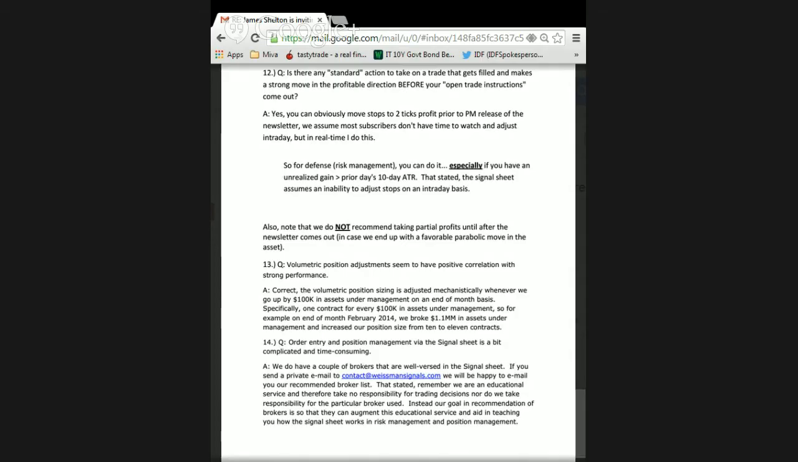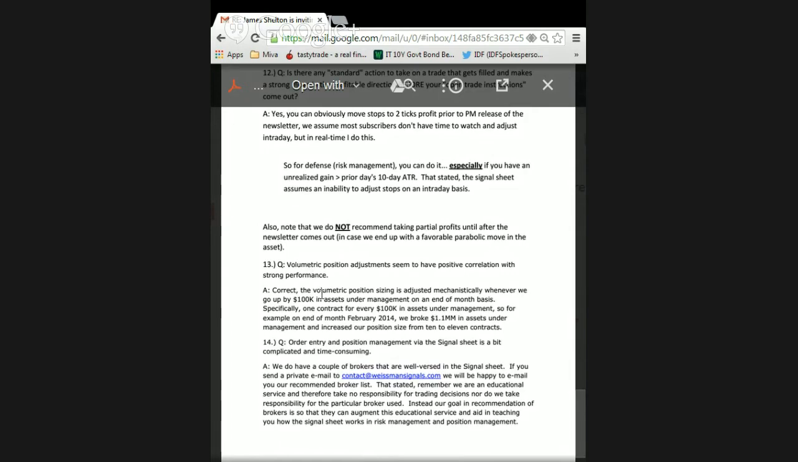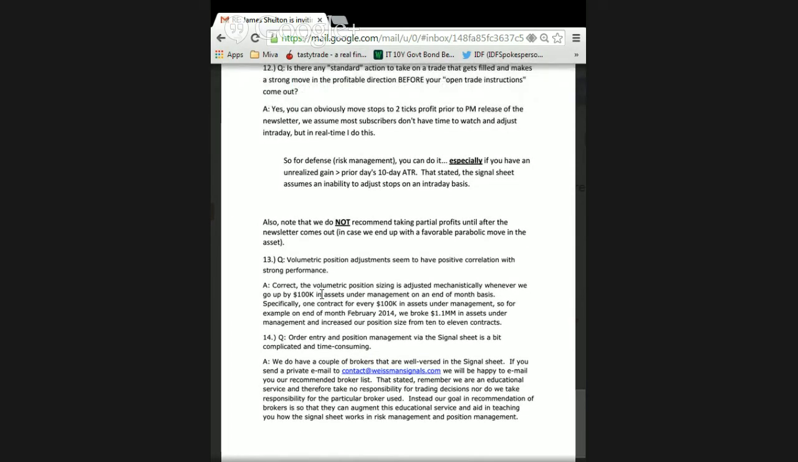Okay. So you're very seldom entering a market order. You're more of a limit, to say the least. Yes. That's right. And once more, volumetric position adjustments seem to have positive correlation with strong performance. That's right. So basically what we're doing, and this is just a basic rule of risk management as well, is that as assets under management increase because of profits, then we will increase our position size.